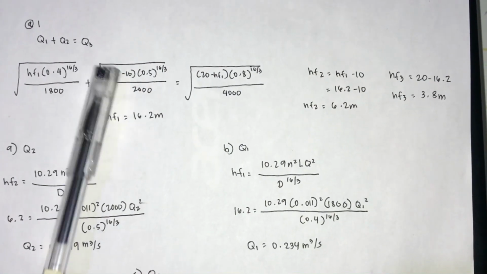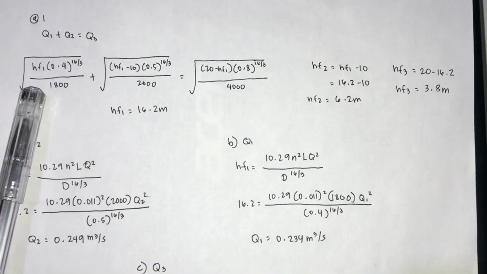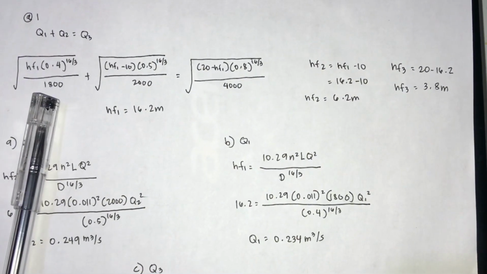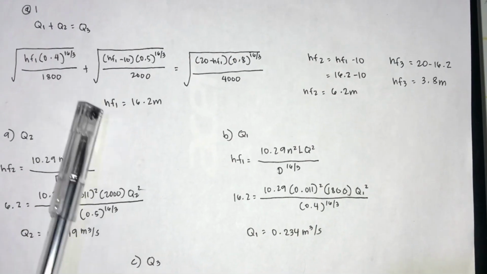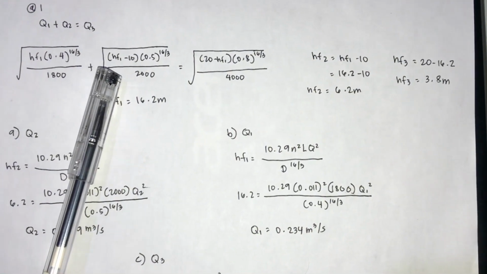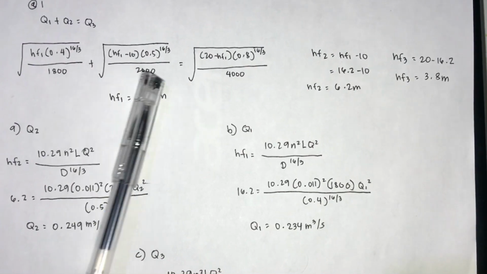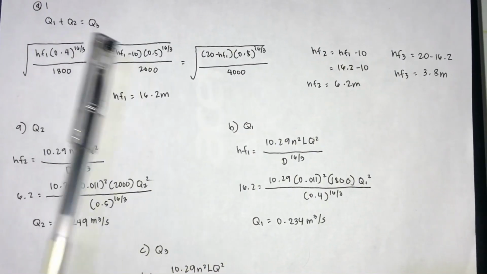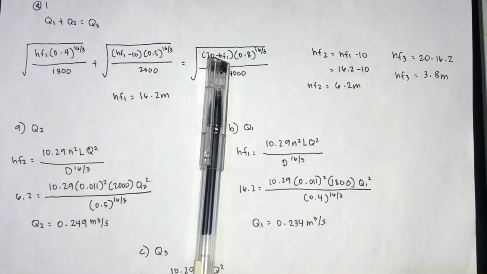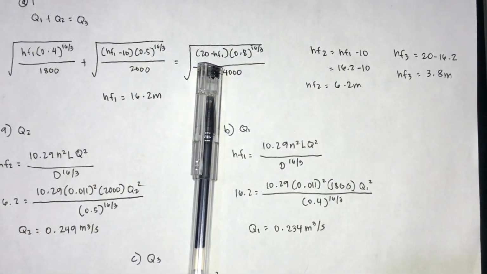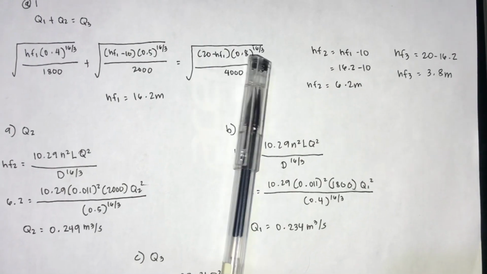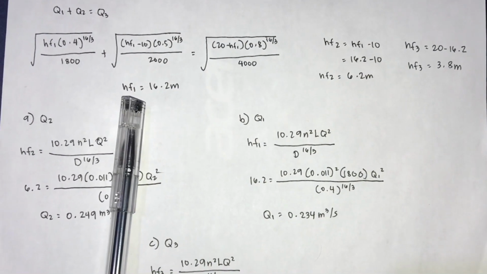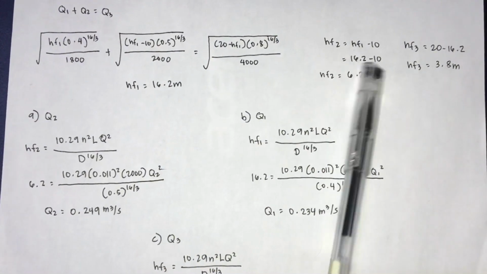So, at 1, Q1 plus Q2 is equal to Q3. So, substitute square root of HF1 times 0.4 raised to 16 over 3 all over the length 1,800 plus square root of the value of HF2, which is HF1 minus 10 times 0.5 raised to 16 over 3 all over 2,000 is equal to square root of the value of HF3, which is 20 minus HF1 times 0.8 raised to 16 over 3 all over 4,000. So HF1 is equal to 16.2 meters.